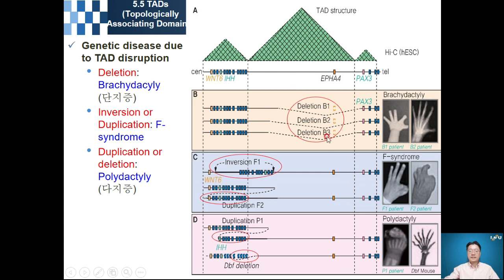For example, when a deletion happens, the TAD structure will be disrupted here. Or when an inversion happens, this TAD structure will be disrupted. Or when a duplication happens, or a partial duplication, or some deletion happens, this TAD structure will be disrupted. So in these cases, they make this kind of genetic disease.